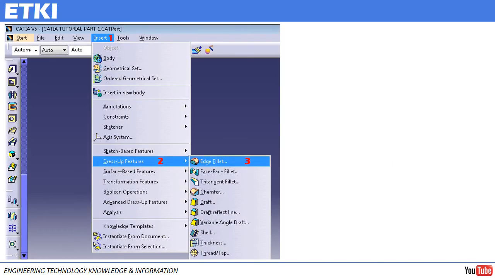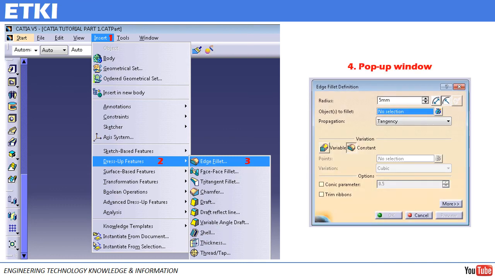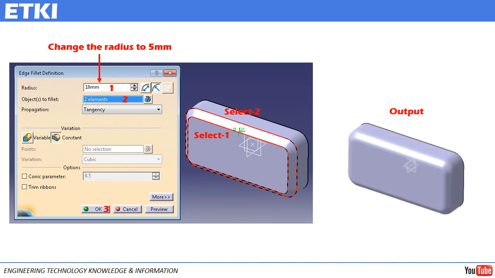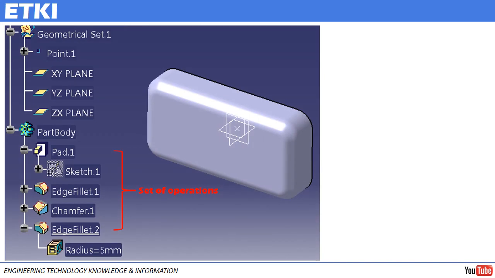Now click on Insert, Dress Up Features, select the fillet again. You will get a pop-up window. In the pop-up window, change the radius value to 5 mm. In the Objects to Fillet section, select the 2 edges as shown and click on OK. This will give the final object which will be similar to the output shown here. We have completed the part design and you can see the set of operations in sequence that we have done so far to design the part.